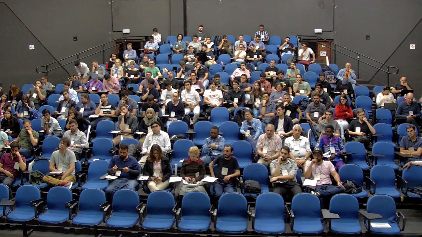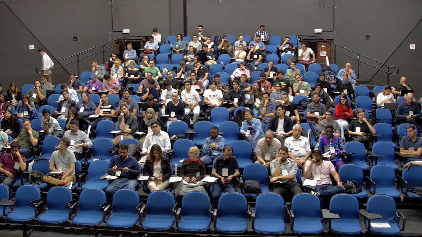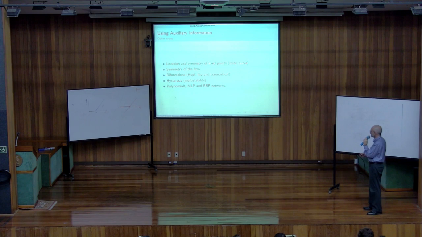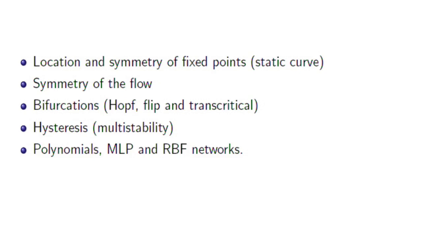And it's just to mention other types of auxiliary information that we have worked with. So, location and symmetry of fixed points. This is closely related to the static curve. The static curve is a continuum of fixed points, which is a function of the input. For a fixed input, you have a set of fixed points. You change the input a little bit, another set of fixed points. And so in the end, what you have is what we call the static curve of the model.